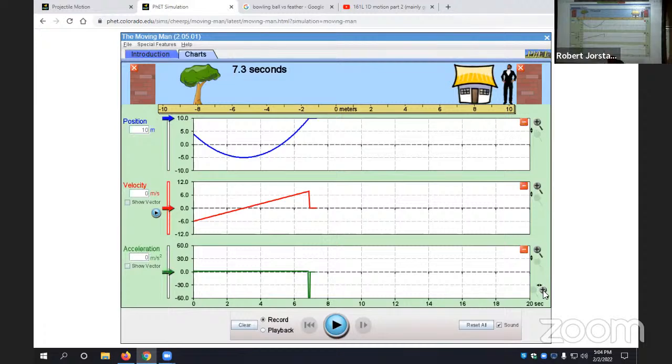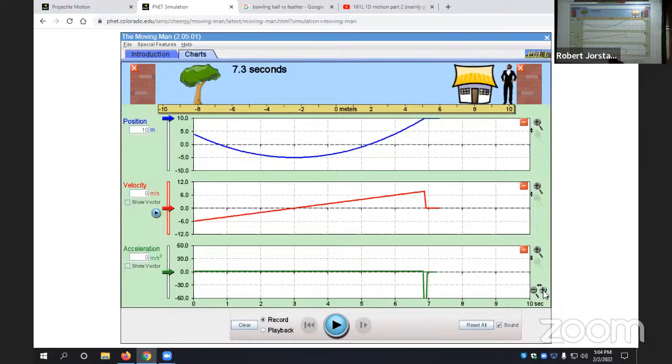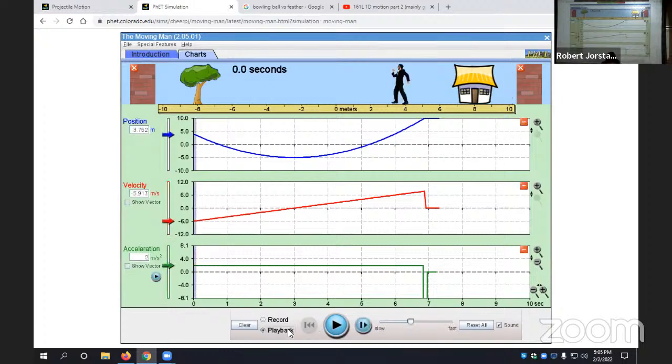Now what I want to do is change the axis so it's easier for me to read. That looks pretty good. And then here, I think I need to zoom in on this one. I don't know if acceleration at the end, did that bounce? That's a good question. Let's replay it. Now, I'm going to hit playback.